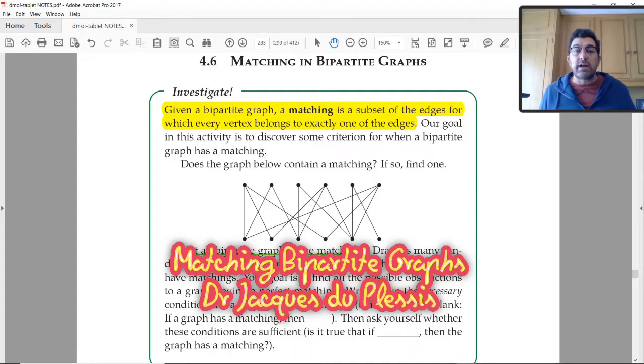Okay, today we're looking at our last section on graph theory, which is matching of bipartite graphs. Okay, so let's see what it's all about. We are given a bipartite graph.